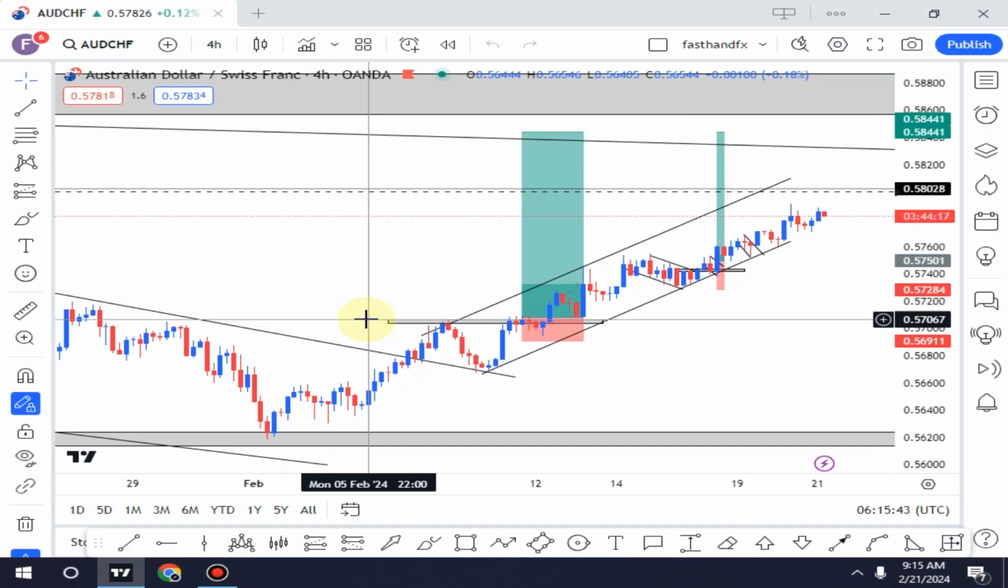ODD CHF has been an amazing trade. I made my entry last week, of course, and I've been letting my trade play out as usual. When you have a good trade or when you're in profit, just let your trade do its thing. Let the profit keep on running.